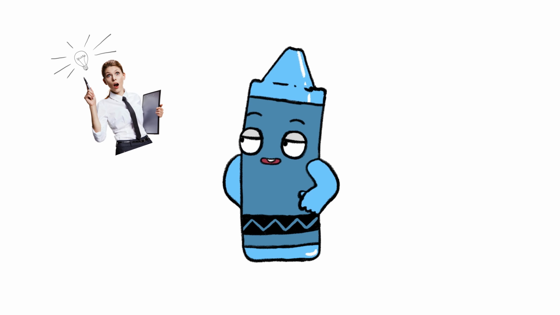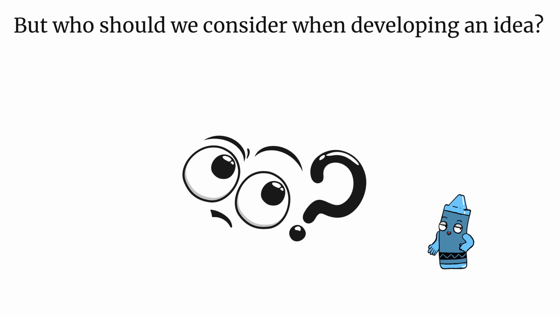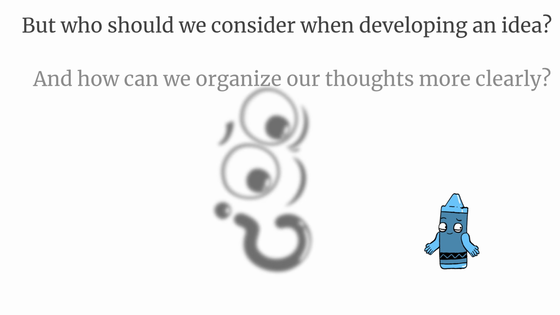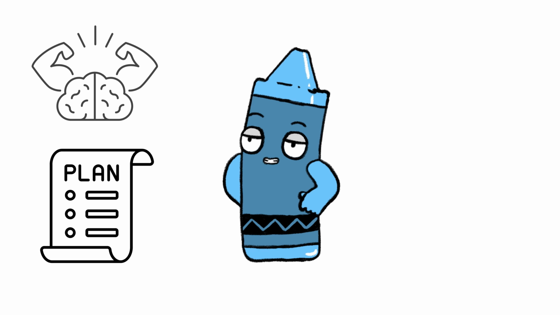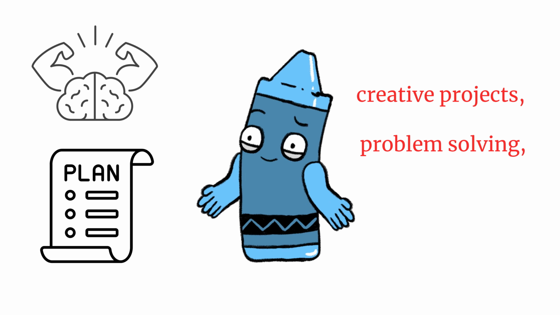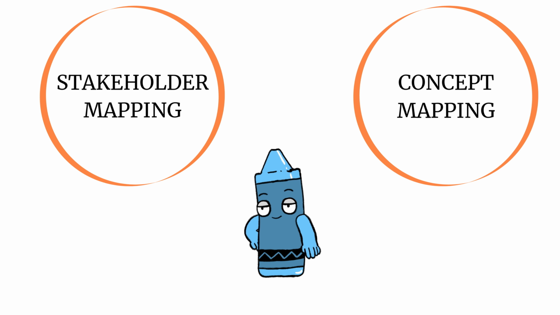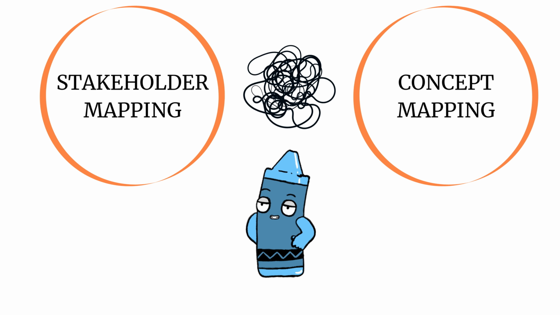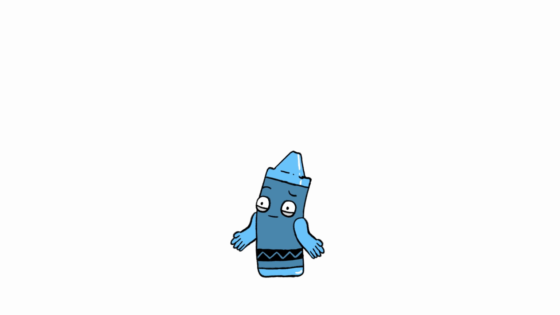Great ideas can only come to life when guided by the right tools. But who should we consider when developing an idea? And how can we organize our thoughts more clearly? Today, I'm going to talk about two powerful thinking and planning tools that will be incredibly useful in creative projects, problem solving, and communication. Stakeholder mapping and concept mapping. Both are essential methods for simplifying complex ideas and making effective decisions. If you're ready, let's start mapping.